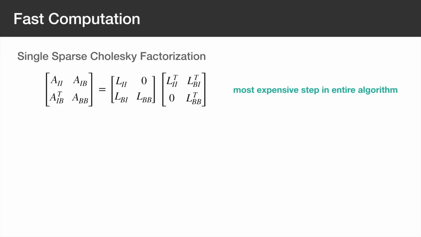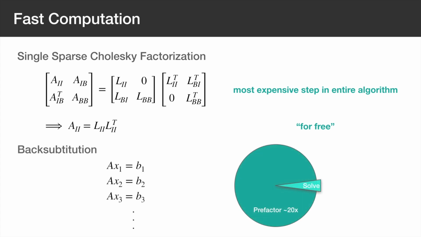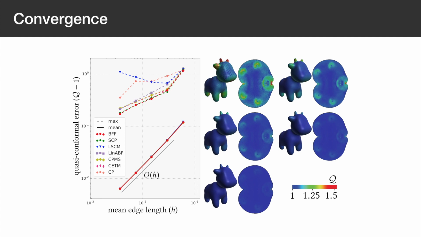Why is BFF so fast? Well, the first and most expensive step of this algorithm is a single sparse Cholesky factorization of the Laplace matrix. The factorization of the Dirichlet problem is extracted at virtually zero cost from the upper left block. All subsequent problems are now solved efficiently via back substitution at a fraction of the cost of factorization. Under refinement, our method converges to a perfect conformal map at the same rate as all other flattening methods, but with the smallest maximum distortion on average.